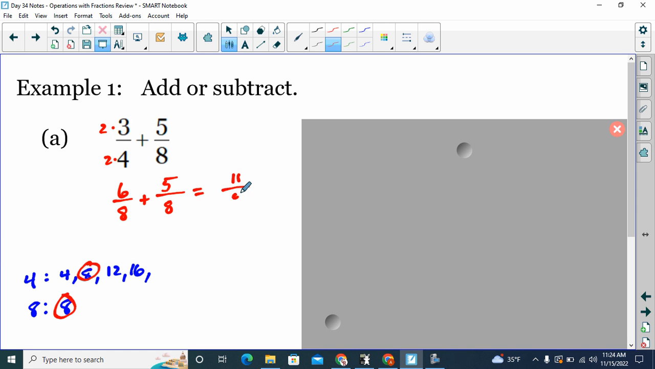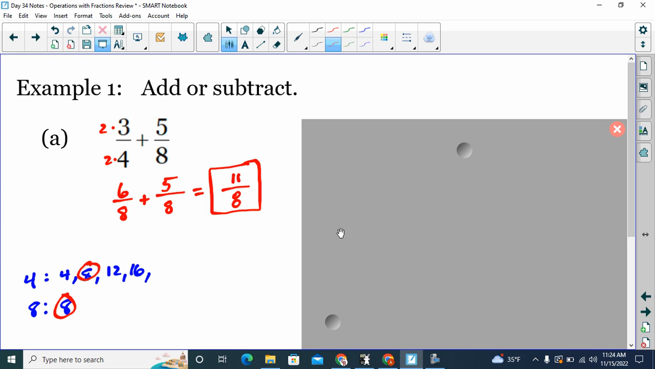They were both 8, so it stays 8. And then the final step said to reduce our fraction. 11 and 8, you want to think about if there's anything I can divide those both by, if they have a common factor. The only thing that goes into 11 is 1 times 11. 8 is not divisible by 11. That is it. That is our answer. We are going to leave it like that, 11 over 8.